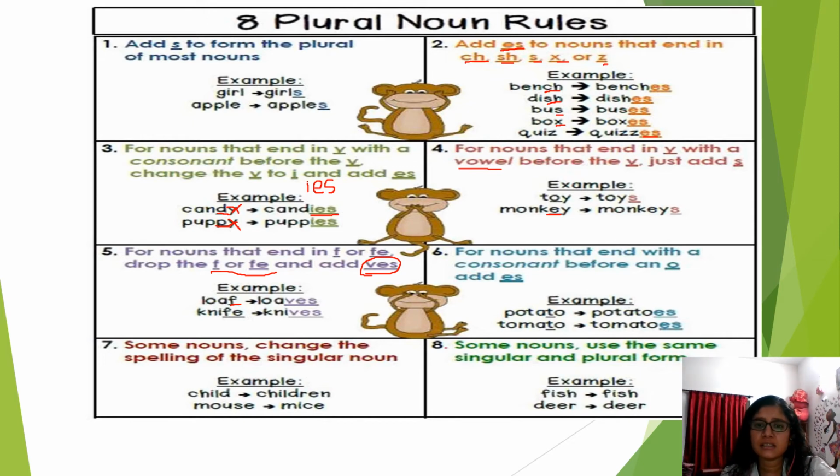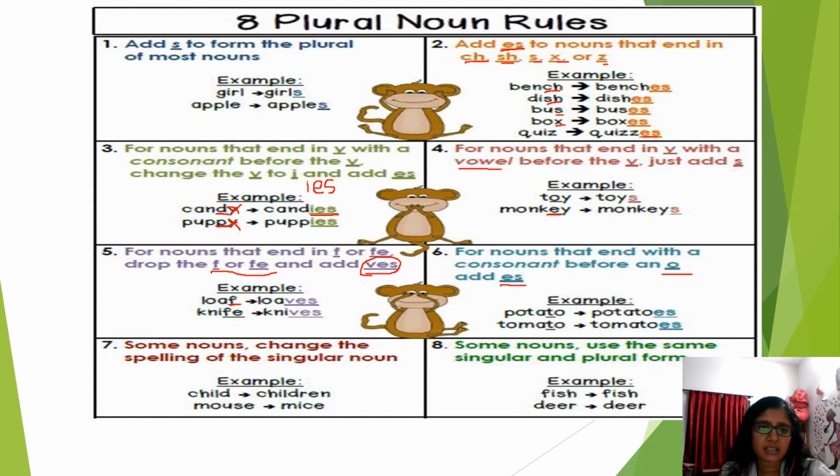Now rule number 6 is for nouns that end with a consonant before an O: add ES. For example, potato, potatoes. It ends with O, but the letter before O is a consonant. At that time you will add ES to that. Tomato, tomatoes. I'm telling you again, a noun that ends with O, where the letter before that O is a consonant, you have to add ES to it. Be sure about what you are writing when you are converting a singular into a plural.